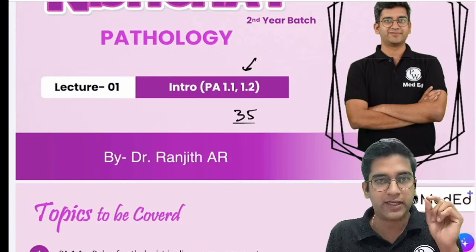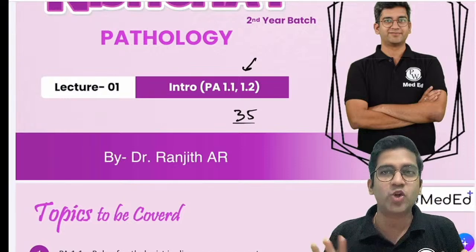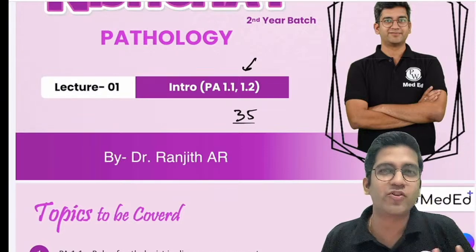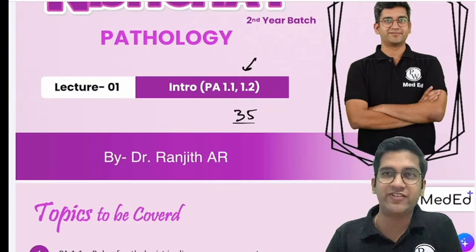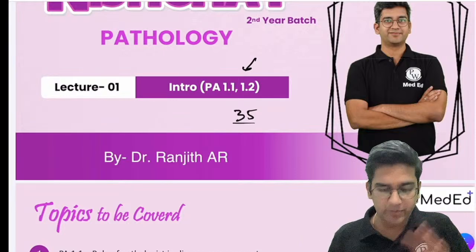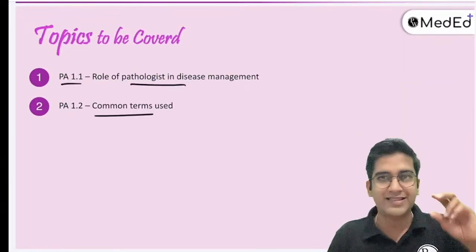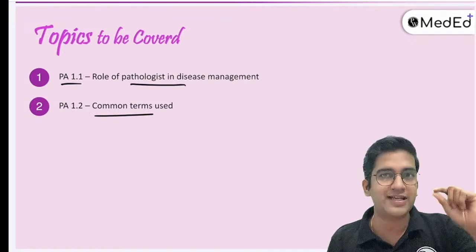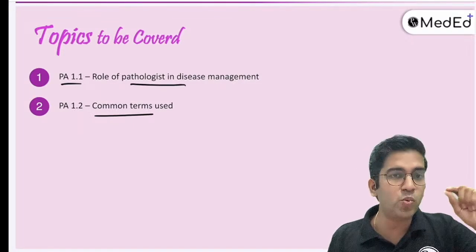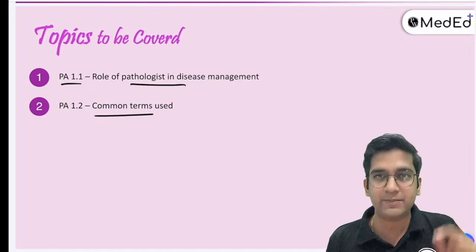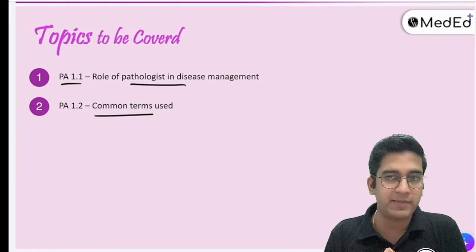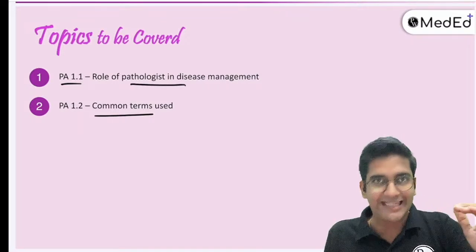So this is what we'll be discussing today. Competency 1.1 and competency 1.2, which are very non-specific, like what's the role of pathologists, the common terms and definitions to be read in pathology, right? That's what we'll be covering. And I'll be using the same competency, same wordings, as there is in your CBME curriculum. If you want the CBME curriculum, you can go to the NMC website and download it easily, right? So we'll go exactly as per the CBME curriculum.